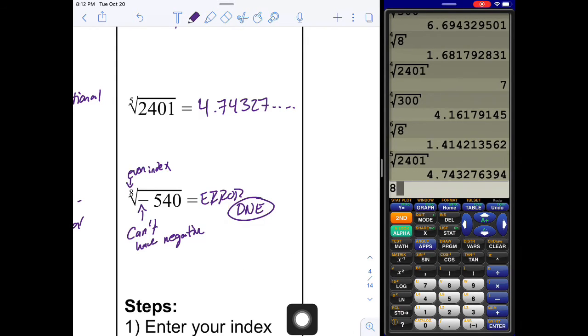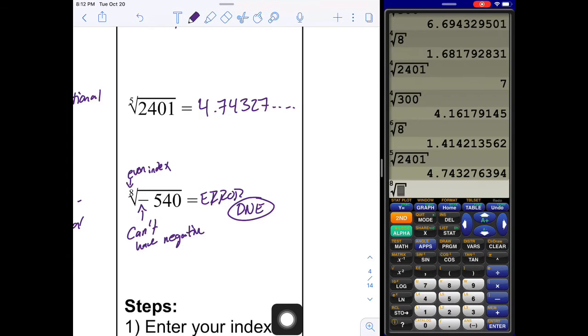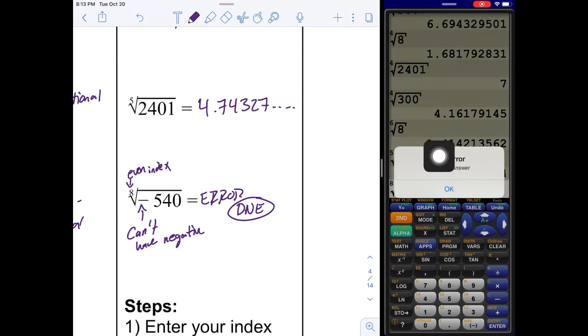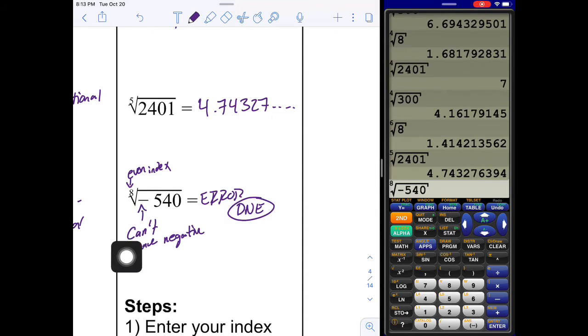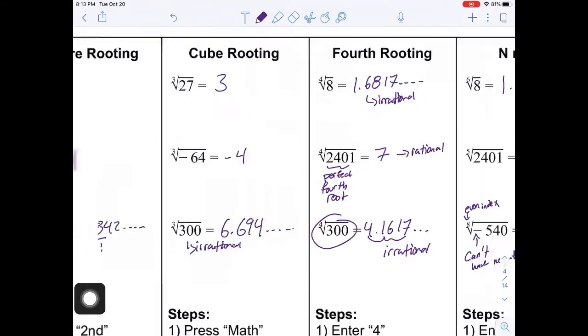So I'm going to press 8, math, and I'm going to choose the 5th option to make my number I just put as my index. Plug that in, and you're not going to get a real answer. You're going to get an error in your calculator. Okay, and again, if that was an odd number, we would be able to find a solution there. Okay, so hopefully that made sense on how to use a calculator.